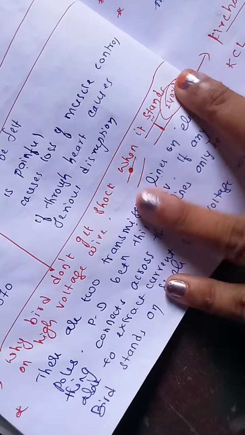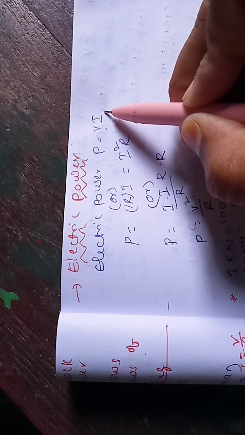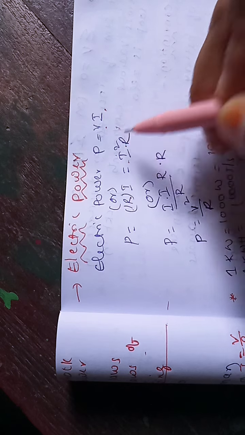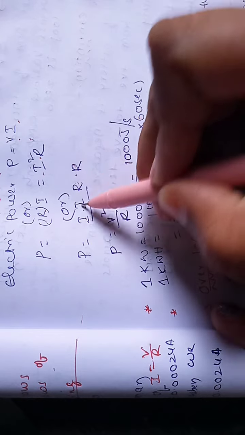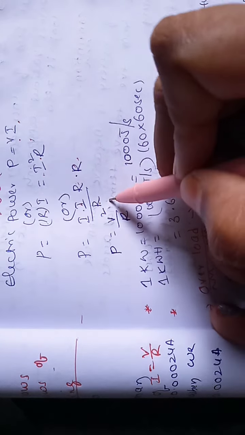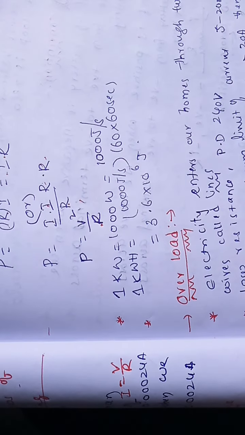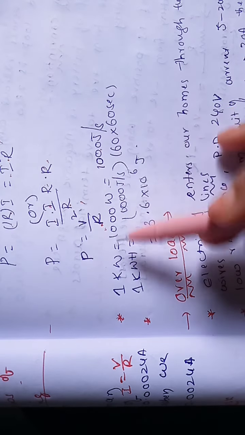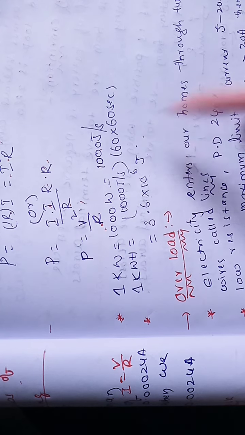Right? Now next, let us move to electric power. Electric power means voltage into current. By applying Ohm's law, V equals IR, we can write it as another formula, I squared R, or just add and multiply: IR into IR, that is V into V, V squared by R. This is also another formula for electric power. 1 kilowatt equals 1000 watt, that is equal to 1000 joule per second. 1 kilowatt hour equals 3.6 into 10 to the power of 6 joules.